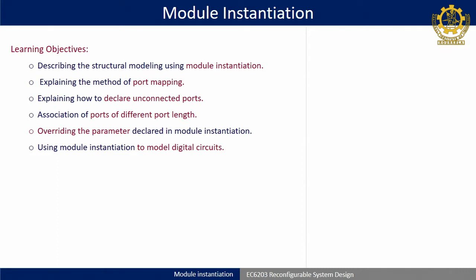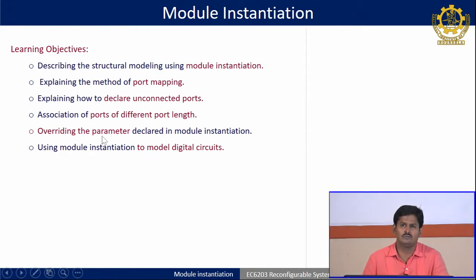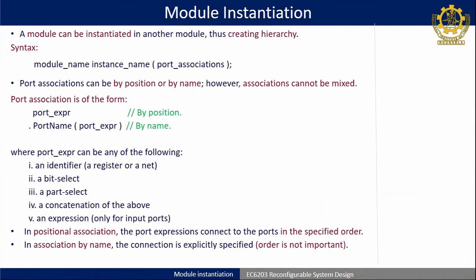First we will see module instantiation, and how the port mapping is done in it. In a module we have to connect the ports. So, if there are certain unconnected ports, then how do we deal with those situations? Then there may be ports of different length, so we will see how to deal with that. Then parameter overriding, we will see how we can override the parameter during module instantiation. Finally, we will conclude the class with an example.